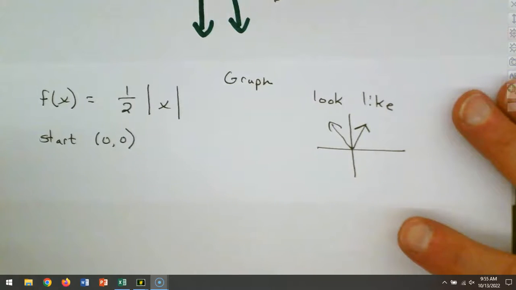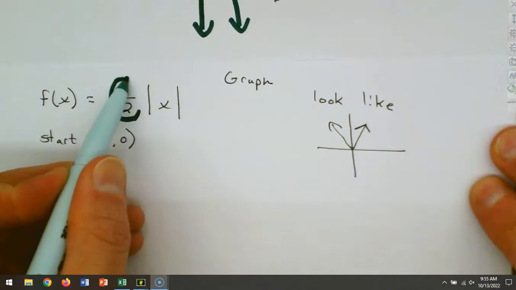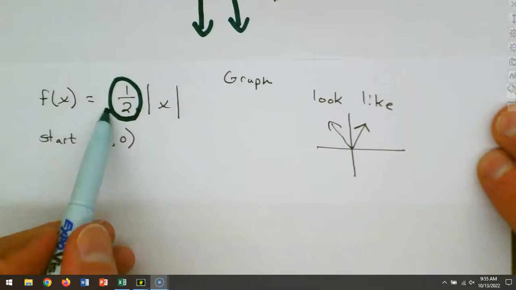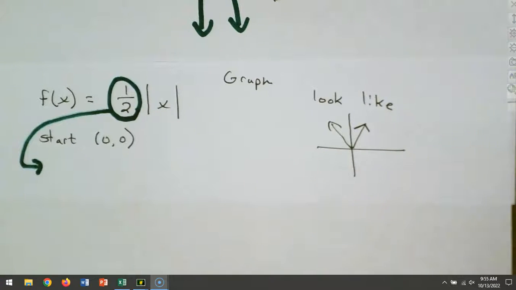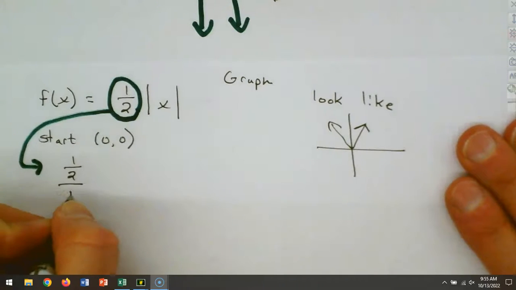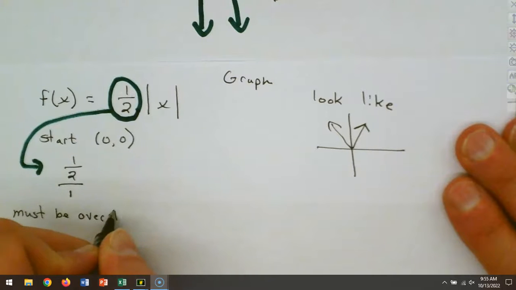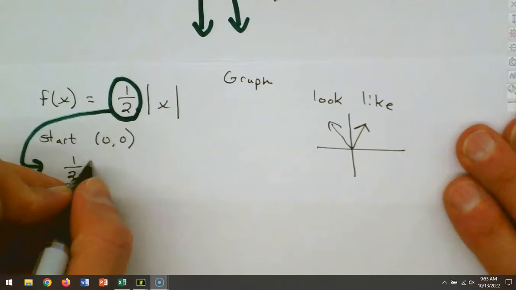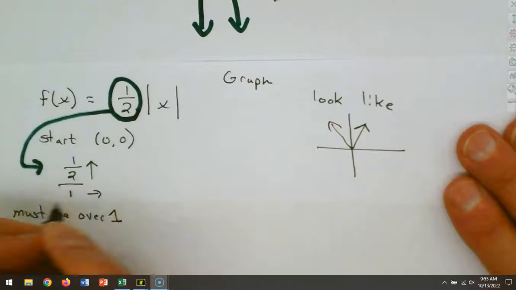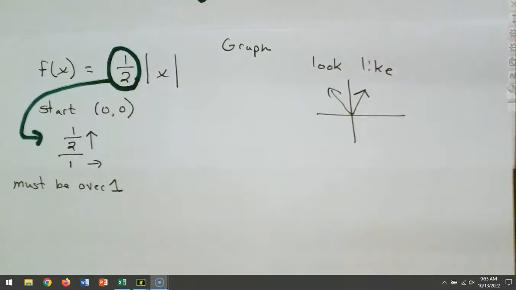Now, what about the 1/2? We need to make sure it's over 1. These have to be over 1 to make it look right. Otherwise, it'll be too stretched out. So we've got that 1/2. So I'm going to write that as 1/2 over 1. Must be over 1. And we're still going to go up 1/2 over 1. So if it's a fraction, you make it over 1.